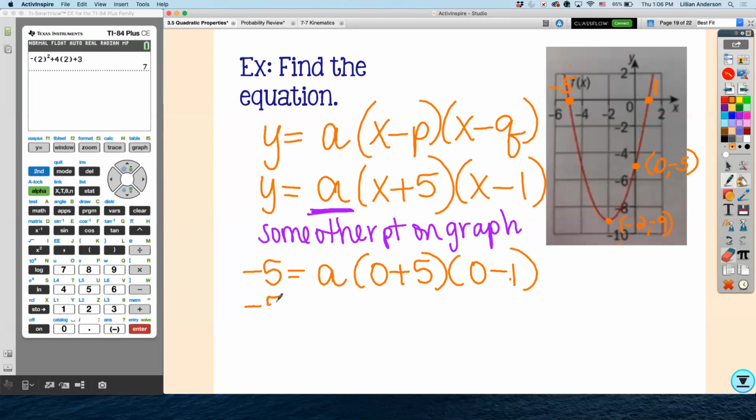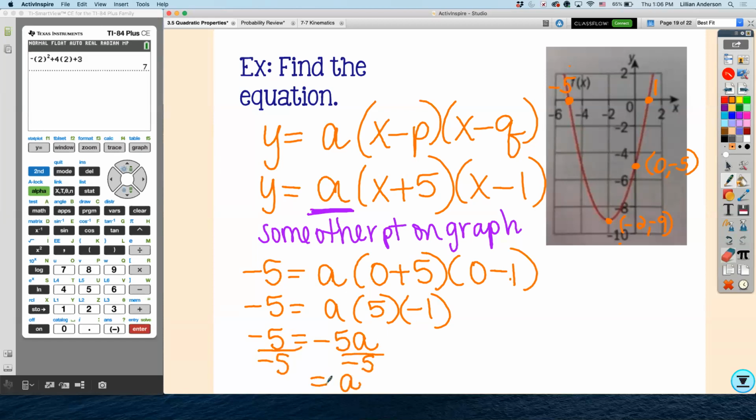So this becomes -5 equals a times 0 plus 5 is? 0 minus 1 is? And what's 5 times -1? So this becomes -5 equals -5a. I just moved the coefficient to the front. How do I solve for a? So a is equal to 1. So the coefficient for my quadratic, my leading coefficient is 1.